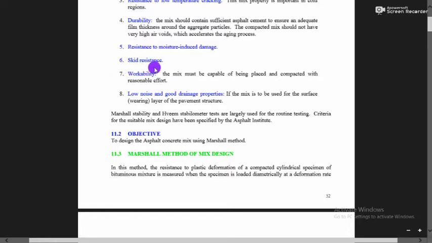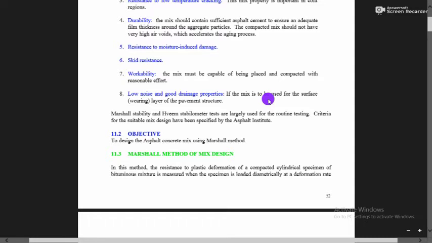6. Skid resistance. 7. Workability. The mix must be capable of being placed and compacted with reasonable effort. 8. Low noise and good drainage properties.